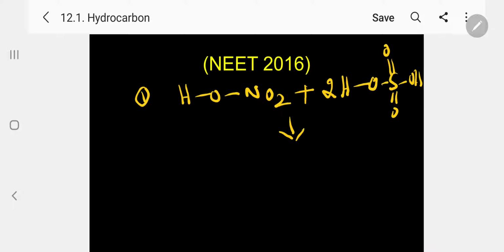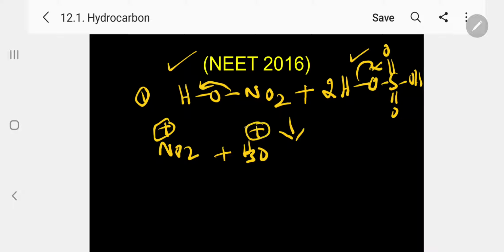Kindly follow. In this case, sulfuric acid is acting as an acid, nitric acid is acting as a base. So what is happening now? It undergoes heterolytic fission to produce the attacking species. What are the attacking species? NO2 plus, plus H3O plus, plus 2HSO4 minus. So these are the species coming from the attacking reagent.